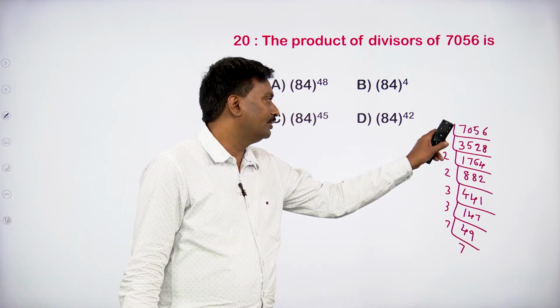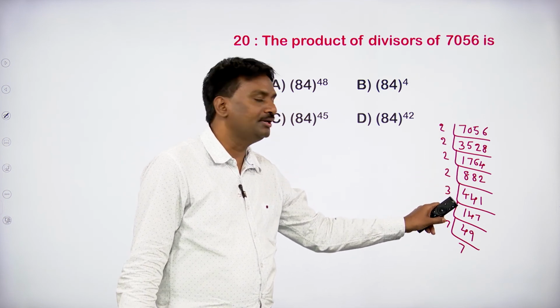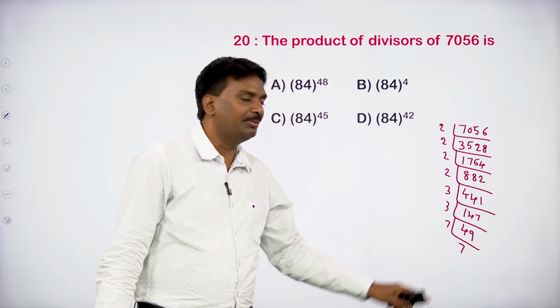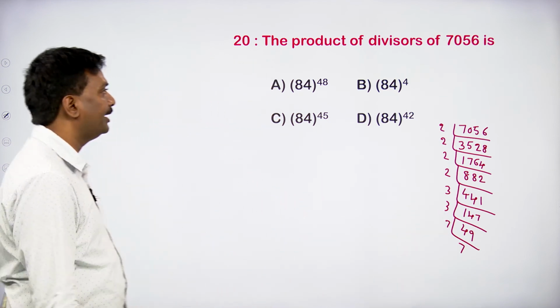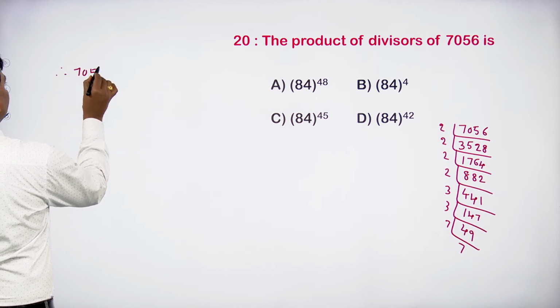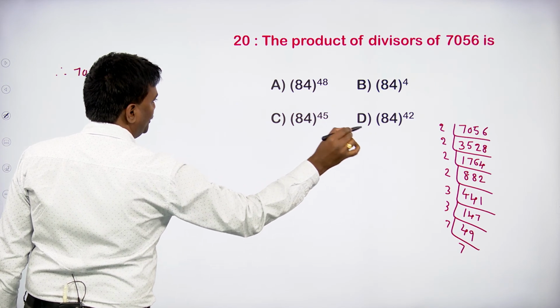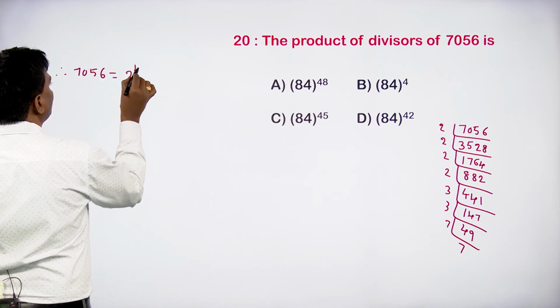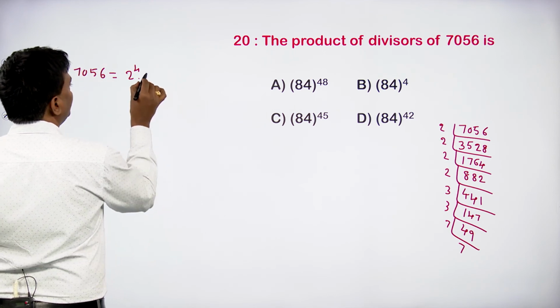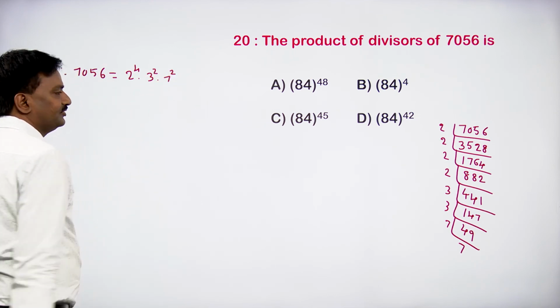7056 as 2 into 2 into 2 into 2. 4 2s are there, 2 power 4. 3 into 3, 2 3s are there, 3 square. 7 into 7, 2 7s are there, 7 square. So therefore 7056 can be written as 2 into 2 into 2 into 2, 2 power 4 into 3 into 3, 3 square into 7 into 7, 7 square.